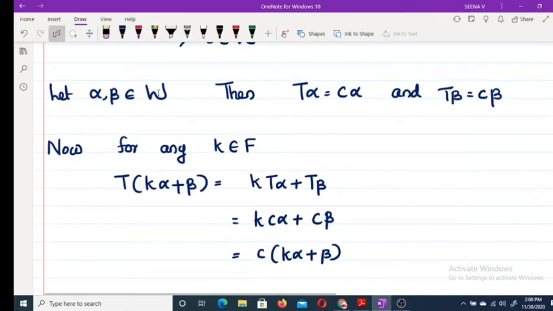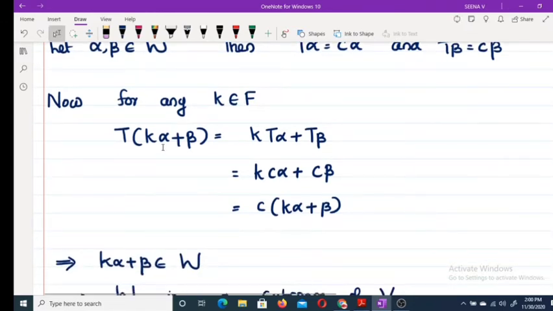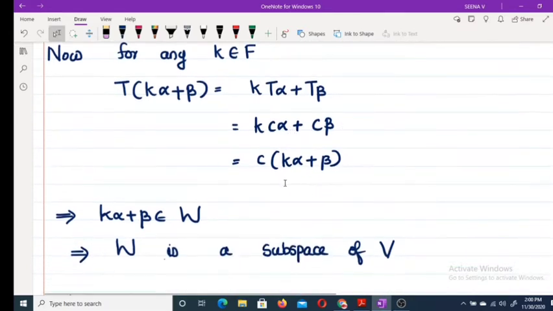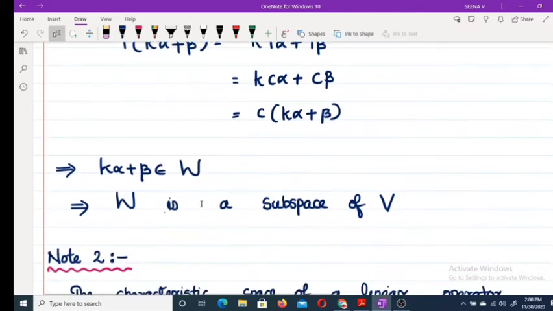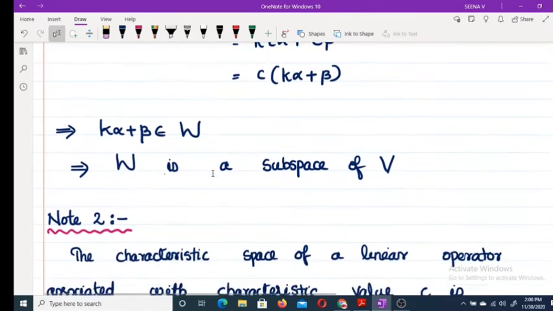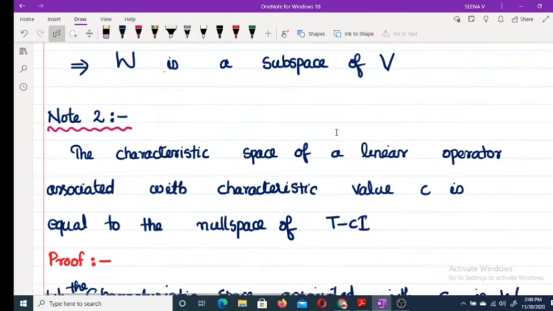Now let alpha, beta belong to W. This implies T alpha equal to C alpha and T beta equal to C beta. Now for any K belonging to F, T of K alpha plus beta, by the linearity property, you can write as K T alpha plus T beta. That is equal to K into C alpha plus C beta, which is equal to C into K alpha plus beta. Therefore, T of this is equal to C times this. That means K alpha plus beta belongs to W. Since W is non-empty and this also belongs to W, W is a subspace of V.